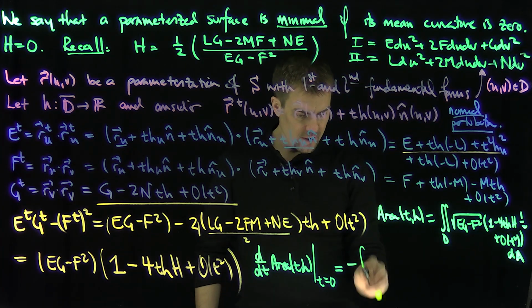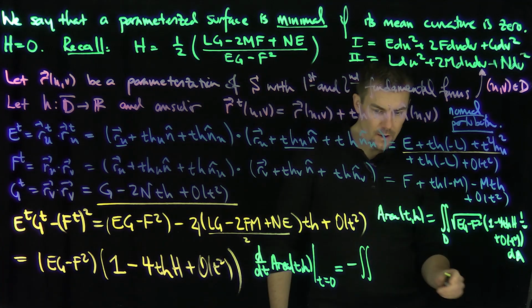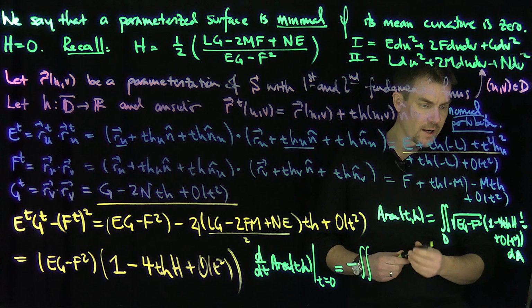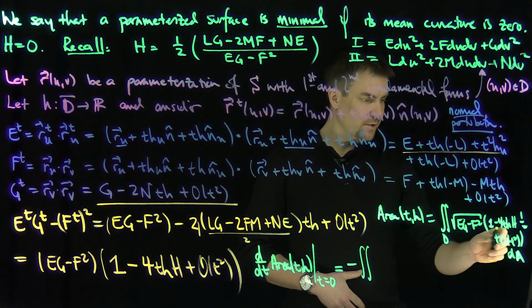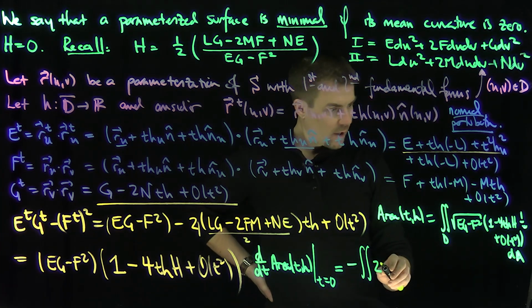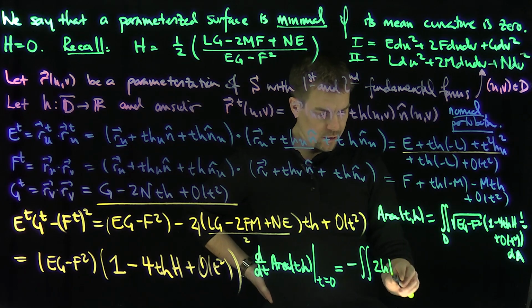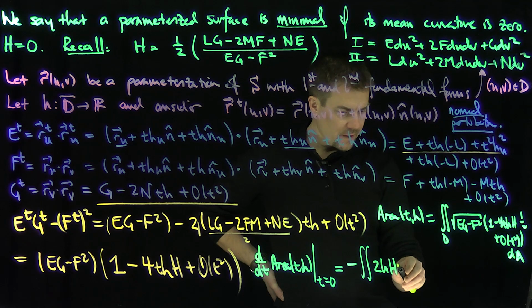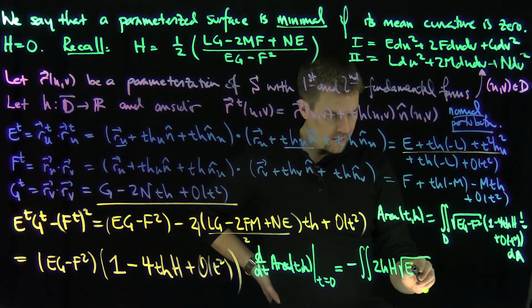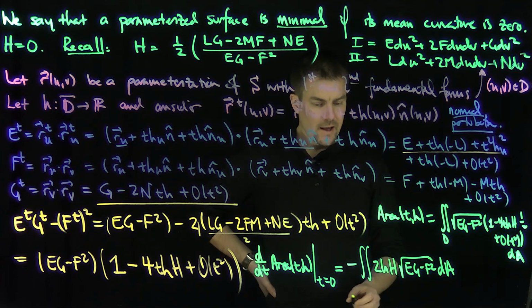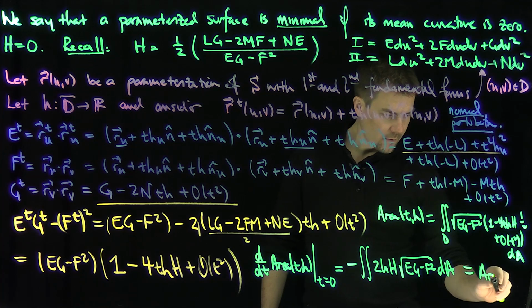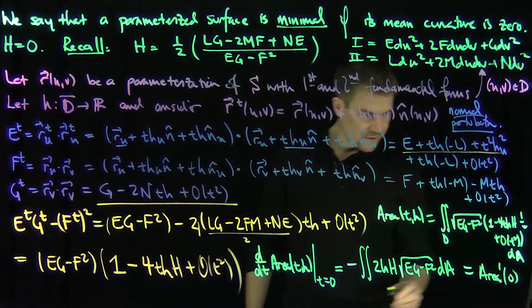It's going to be negative the double integral of this, the T terms are going to go away, right? We're just going to have a total factor of what? We're going to have a total factor of this 2H, right? And then a constant, of course, and then the square root of EG minus F squared dA, right? So of course, this expression over here is just my area prime of 0, right?